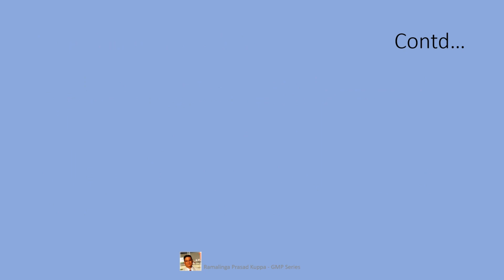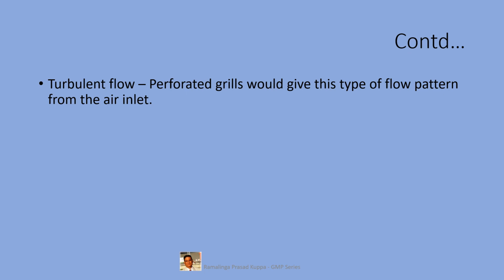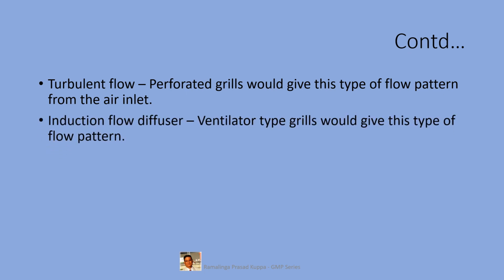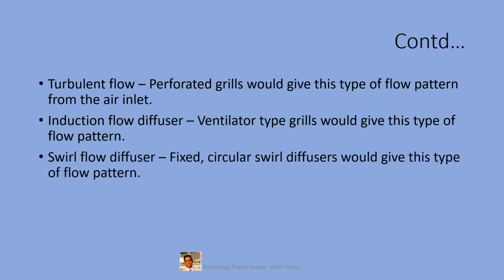Let us see the different types of grills used for different types of air patterns in clean rooms. For turbulent flow, perforated grills would give this type of flow pattern from the air inlet. For induction flow diffuser, ventilator type grills would give this type of flow pattern. For swivel flow diffuser, fixed circular swivel diffusers would give this type of flow pattern.